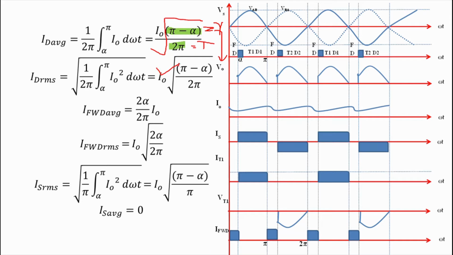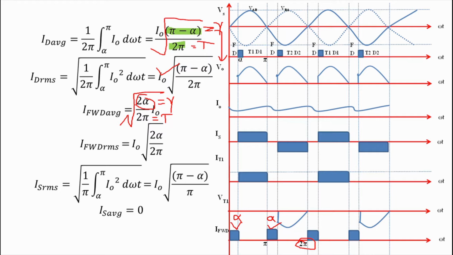Now see the waveform of freewheeling diode current. It is also rectangular and it has time period of 2 pi, and we can see that we get diode current from 0 to alpha, and then again for alpha. This is first alpha and this is second alpha. So we get freewheeling diode current for a period of 2 alpha during total time period 2 pi. So we can directly write average value of freewheeling diode current is equal to 2 alpha upon total time period, that is 2 pi, into I naught. Similarly, RMS value of freewheeling diode current is under root of 2 alpha upon 2 pi into I naught.